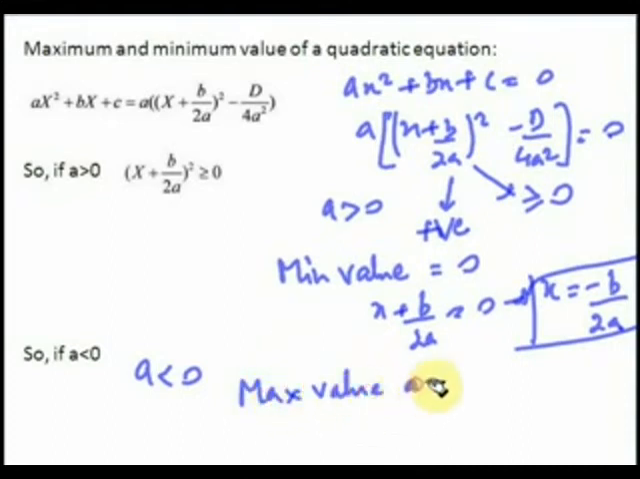If a is less than 0, a is a negative quantity, this is a negative quantity, this is a positive quantity. If it has to attain its maximum value, it will occur at x is equal to minus b upon 2a. The perfect square can attain a minimum value of 0 because it is always greater than or equal to 0. The equality will occur when x is equal to minus b upon 2a.